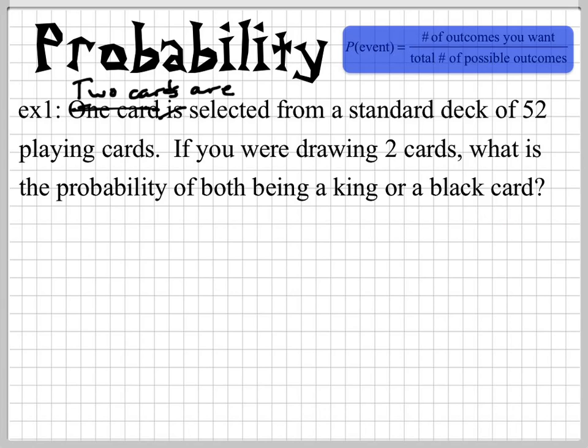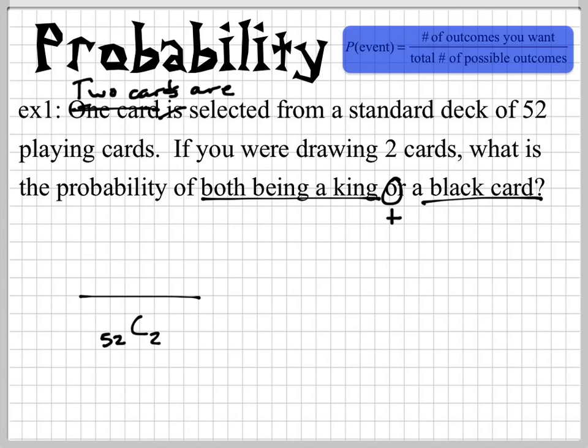Okay, so let's start out with the part that's not so hard to understand. Let's do the bottom part. How many total possibilities are there? Well, how many cards are we choosing? There's 52 choices, right? And how many cards are we choosing? We're choosing 2. Okay, so the bottom's done. That's how many total possibilities, total outcomes there are. On the top, that's the other story. We have to look at both being a king, or that's a plus, both being a black card.